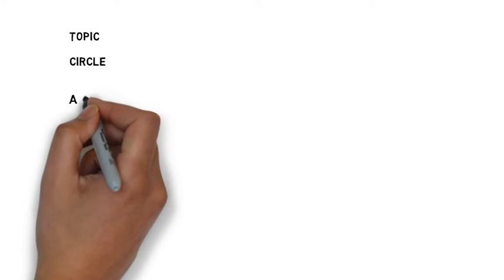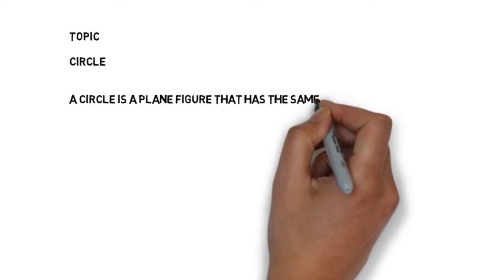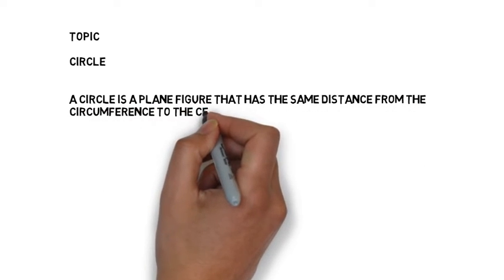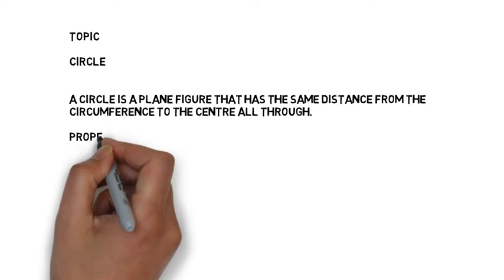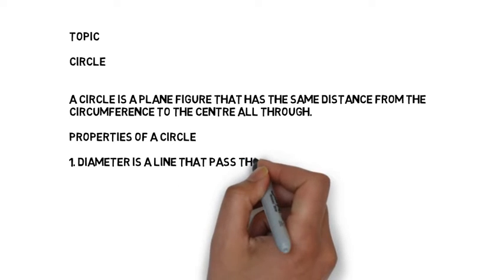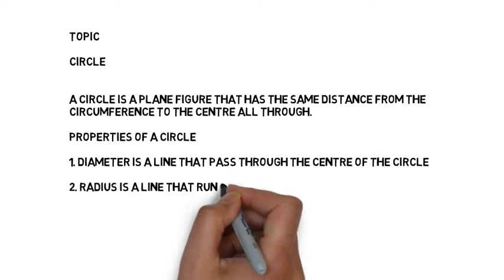Topic: circle. A circle is a plane figure that has the same distance from the circumference to the center all through. Properties of a circle. Diameter. Diameter is a line that passes through the center of a circle. Radius. Radius is a line that runs from the circumference to the center.